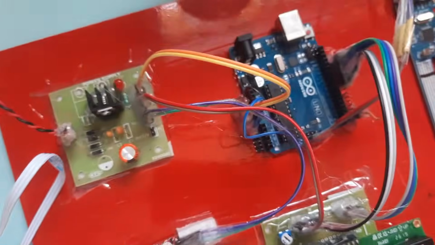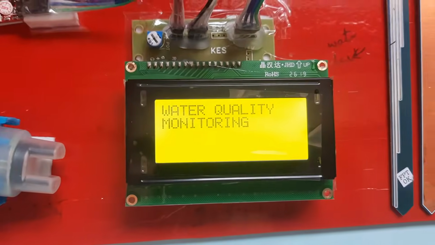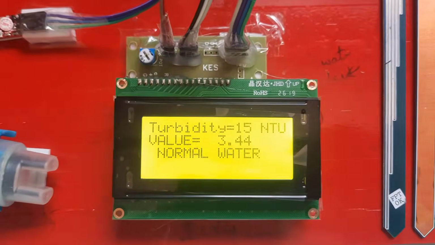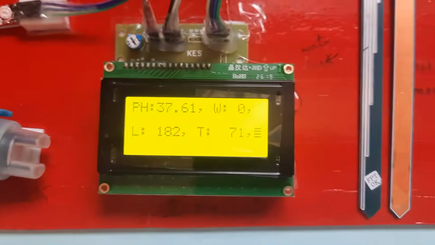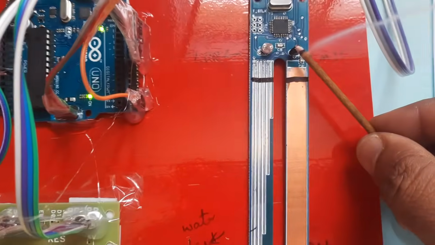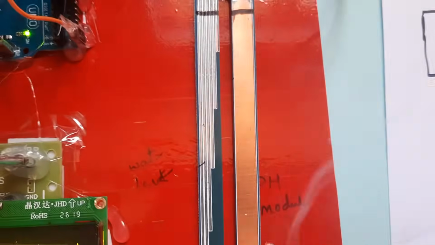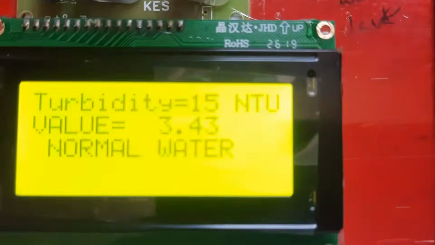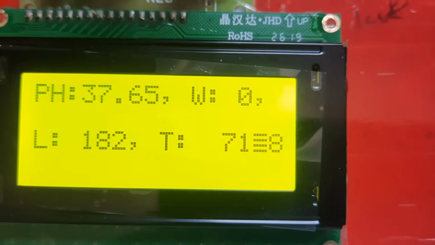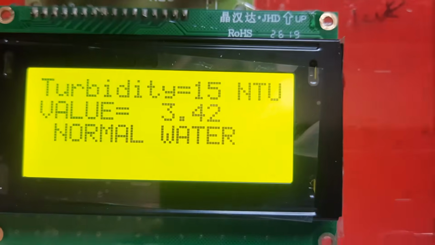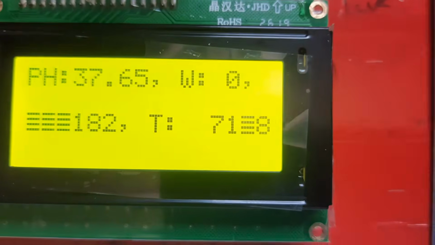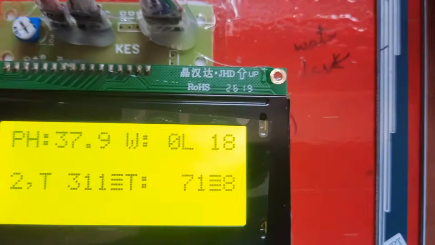Okay, so now I am giving water level quality monitoring. Now I am increasing the temperature. So this is temperature, LDR, water level and pH. Temperature 71. Now LDR total dark, so LDR should be 0.